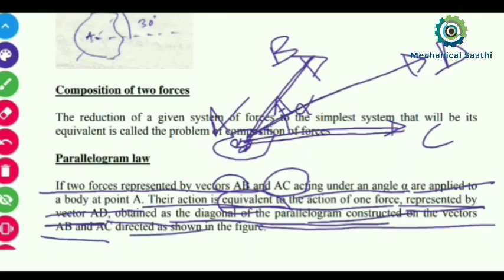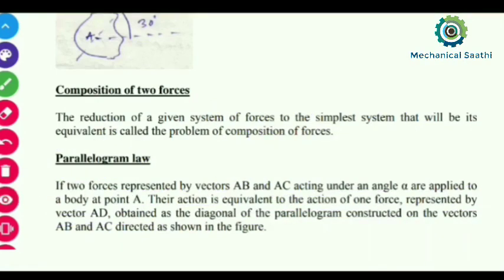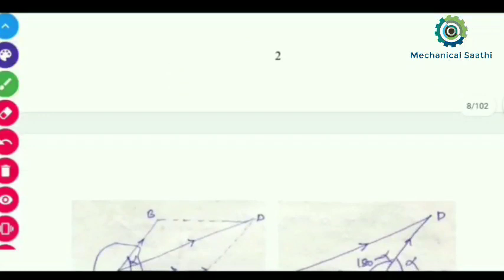So this AD will be the diagonal of the parallelogram, which will be constructed by using these two vectors, that is AB and AC. So now I think you have understood the concept of the parallelogram law. Let us see the diagram and try to understand it very carefully.